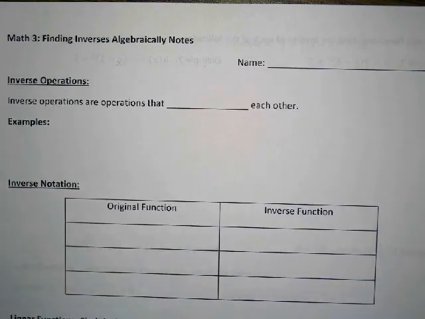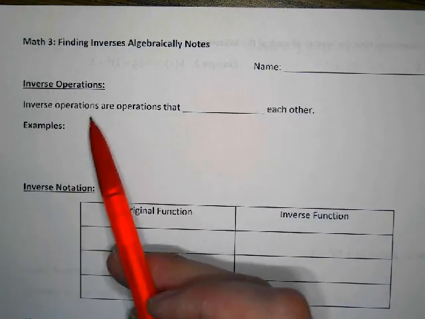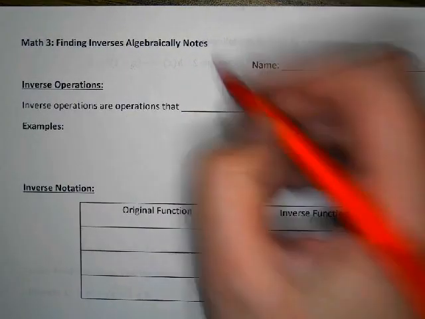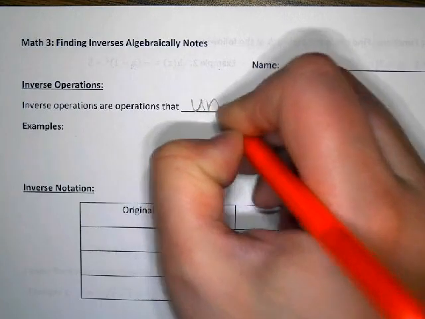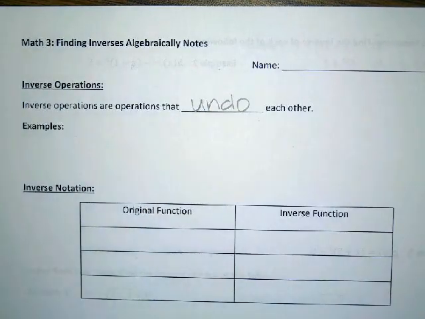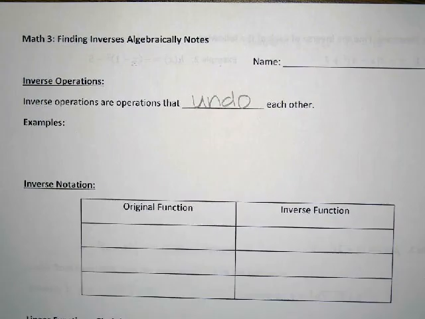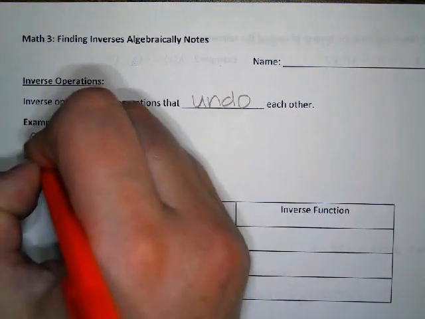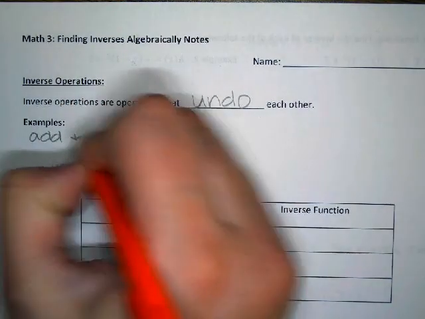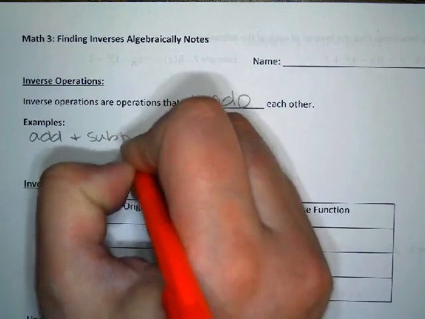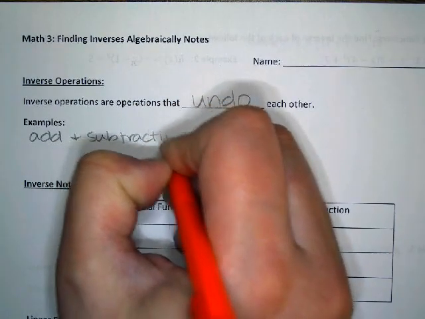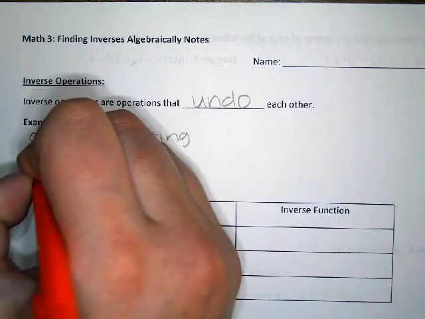All right, so inverse operations are operations that undo each other. Oh, so like add and then subtract. So examples are adding and subtracting. Divide and multiply.